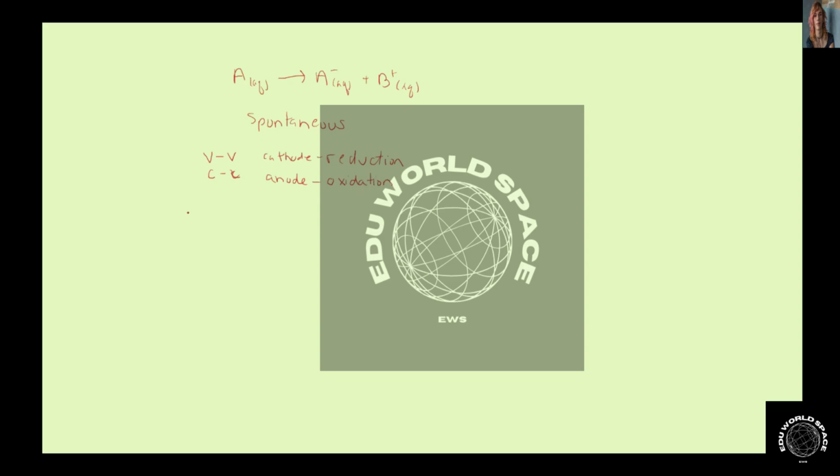So if we want to know what is happening at the anode, it must be the oxidation reaction. And remember, oxidation is losing electrons. Therefore, the reaction that is losing electrons would be the A going to B plus reaction. So in this reaction, A is going to B plus 1 electron. That would be my half reaction occurring at the anode.